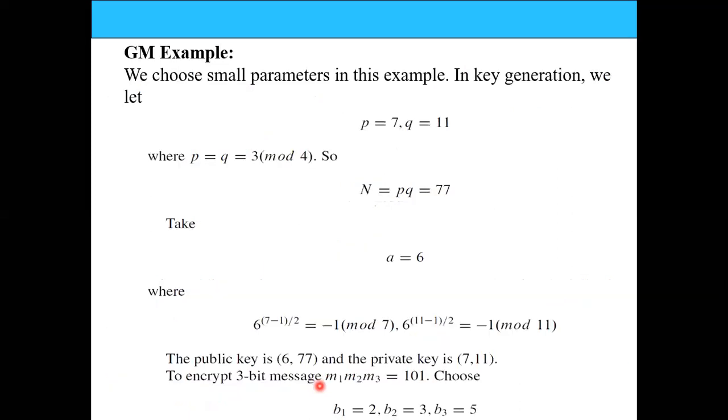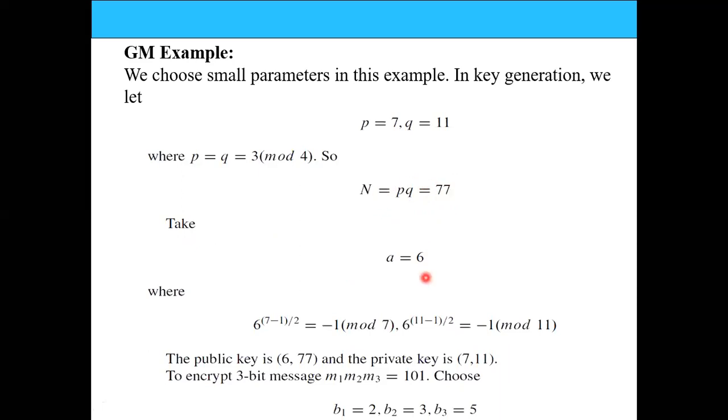So let us take one example. Say we take P and Q like this, where both P and Q leave remainder 3 if you divide by 4. Calculate N equals P times Q, which is 77, and take any random A in Z_n, which is Z_77, like 6.